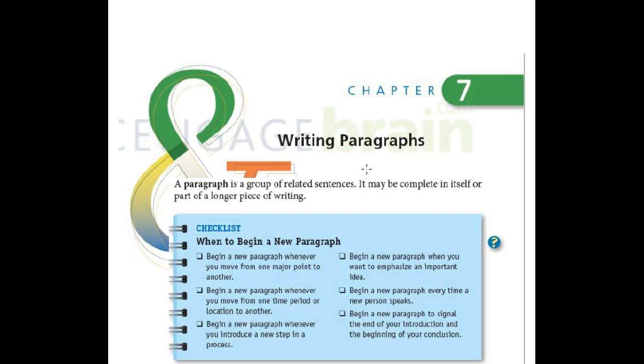Make sure that you begin a new paragraph whenever you move from one major point to another. Make sure that you begin a new paragraph whenever you move from one time period or location to another. So as an example, notice that this is a separate paragraph even within this listing. That's because there are two different concepts, and if you push these together in one paragraph with one little checkbox, it's going to be confusing. It's going to look like they're related when they're not.